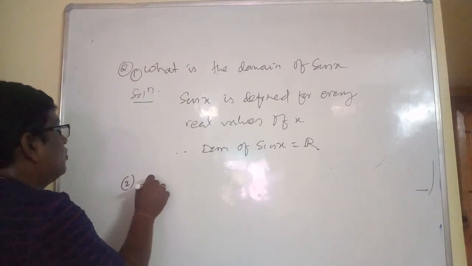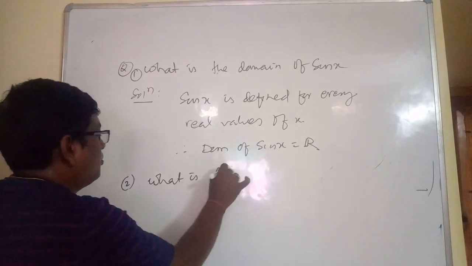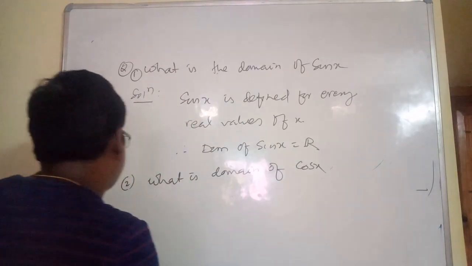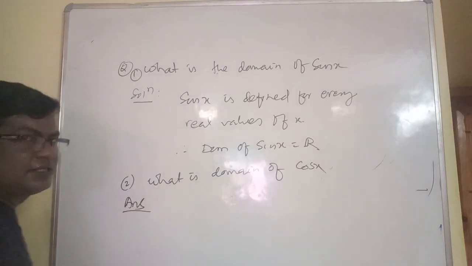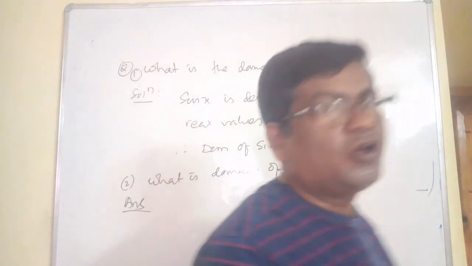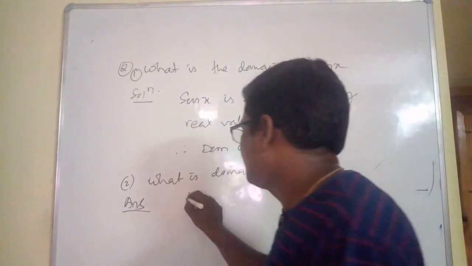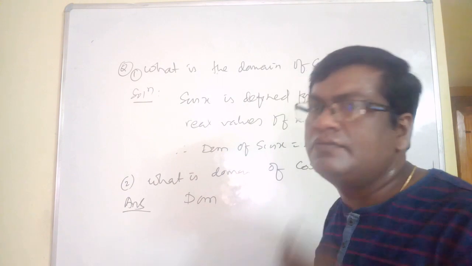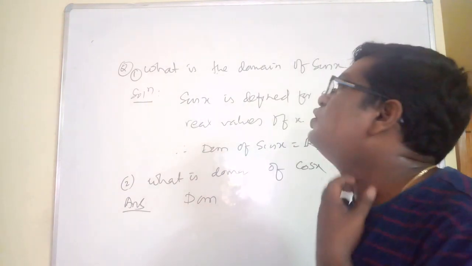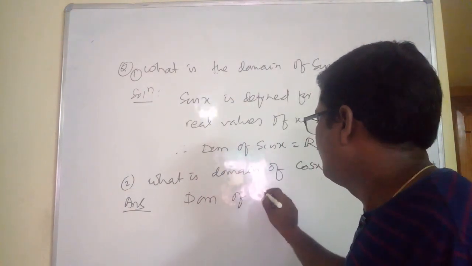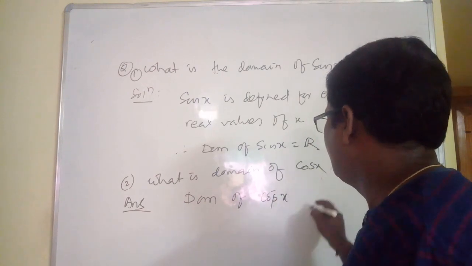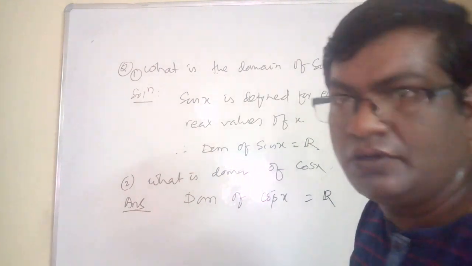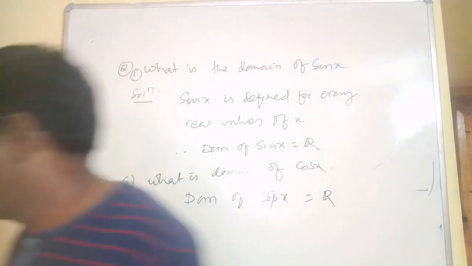Question number 2. What is the domain of cos x? It is also answered, since cos x is also defined for all real values of x. So dom of cos x, dom meaning domain. Domain of cos x is equal to R, the set of real numbers. Right?